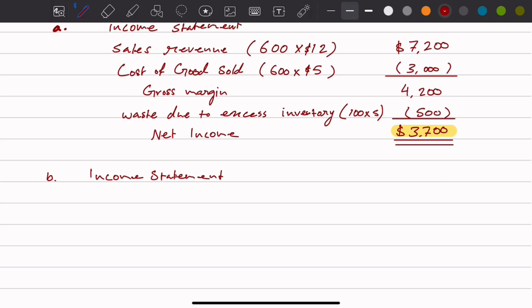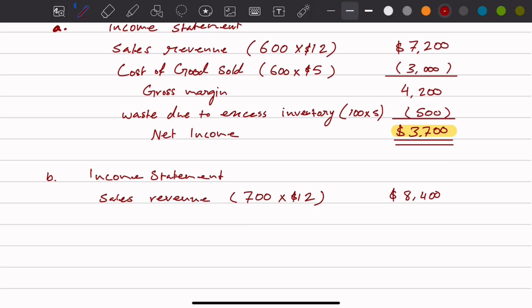Okay, the sales revenue in this case is going to be the total number of shirts that they have, which is 700, multiplied by the selling price per shirt, which is $12. So 700 multiplied by 12 is $8,400. So this is going to be the school's revenue in this case.